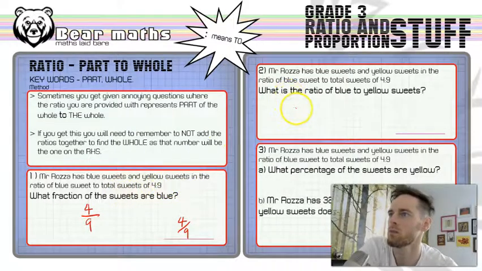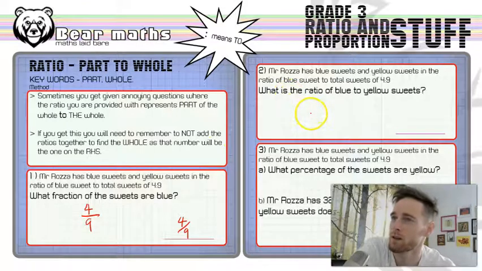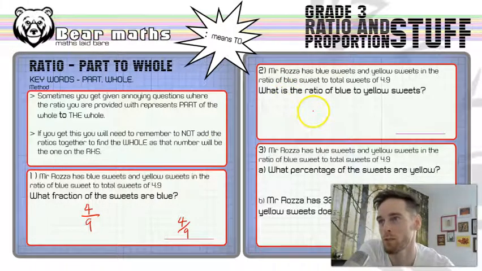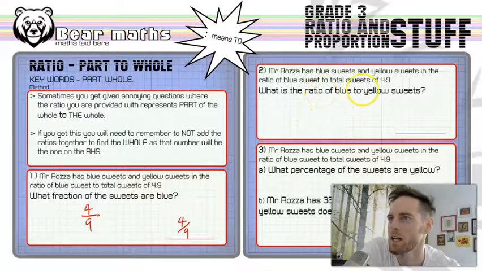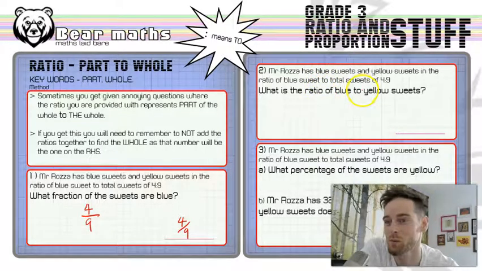Now, number two, Mr. Rosa has blue sweets and yellow sweets in the ratio of blue sweet to total sweets. I should have put an S on there. I did notice that in the last one. I didn't mention it, but I thought I'd get away with it, but I can't because I've written the question 3 times. And it's recorded, so I wouldn't get away with it, definitely not.